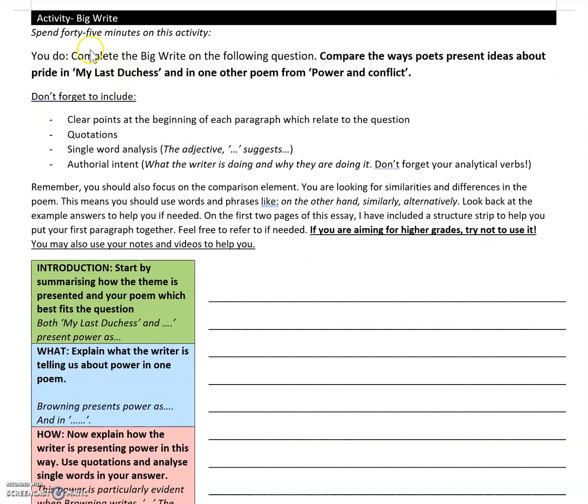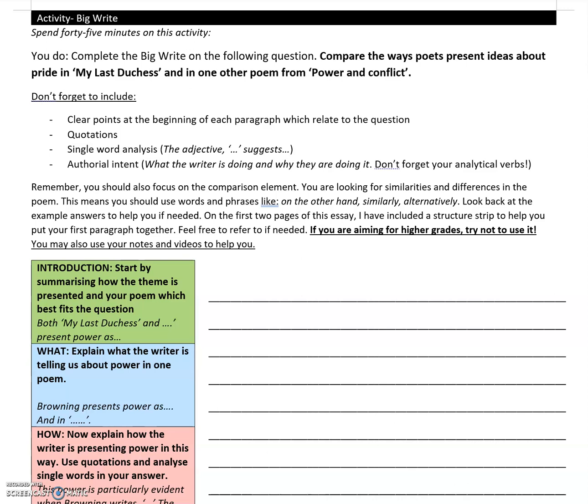Now, this is your question. Remember to spend 45 minutes, or if you have extra time, it should be an hour. So the question is, compare the ways poets present ideas about pride in My Last Duchess and in one other poem from Power and Conflict. I haven't given you the second poem because I want you to decide which is the best fit.